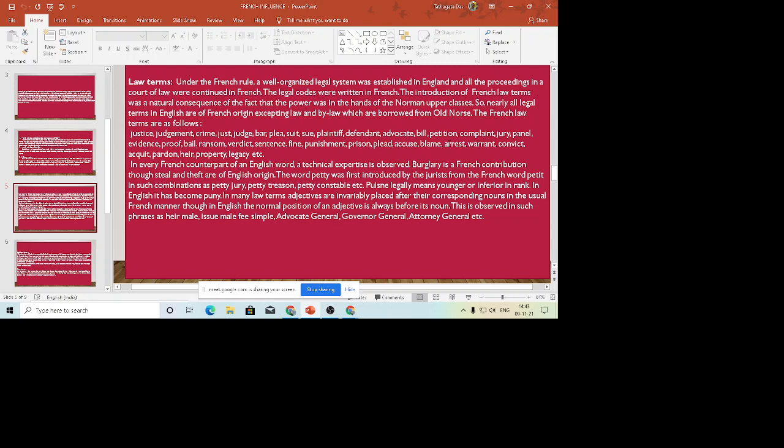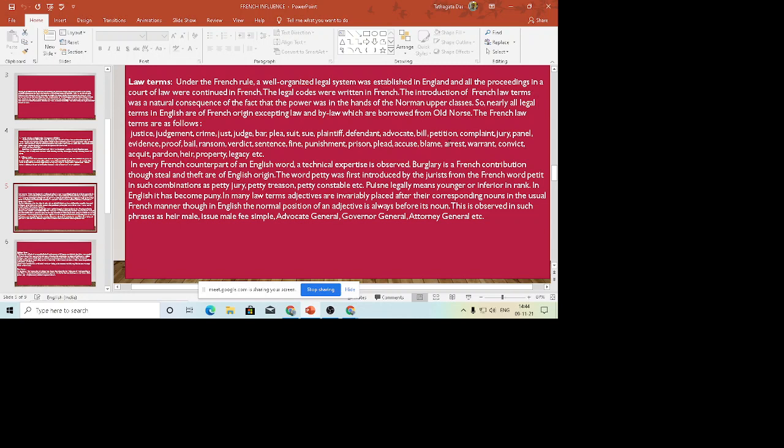In many law terms, adjectives are invariably placed after their corresponding nouns in the usual French manner, though in English, the normal position of an adjective is always before its noun. So obviously you know this, that in English grammar the noun doesn't come first. So a big house, we don't say house big. The adjective would come first and then the noun. The adjective qualifies the noun, it describes what kind of a noun it is. But in French, this is not the case.